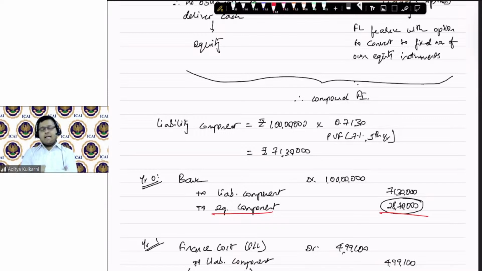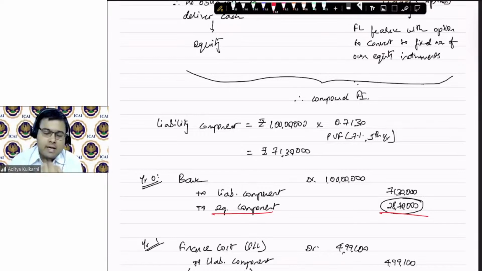What will you debit? Can I debit profit and loss account? Answer is no. It's not my finance cost. Can I debit liability component? Answer is no, because it's not classified as a financial liability. It is an equity. Can I debit equity component? Answer to that also is no, because it is not a buyback. So what is left? Reserves. So you debit retained earnings. That's the only way you can do this. There is no other option which is possible.